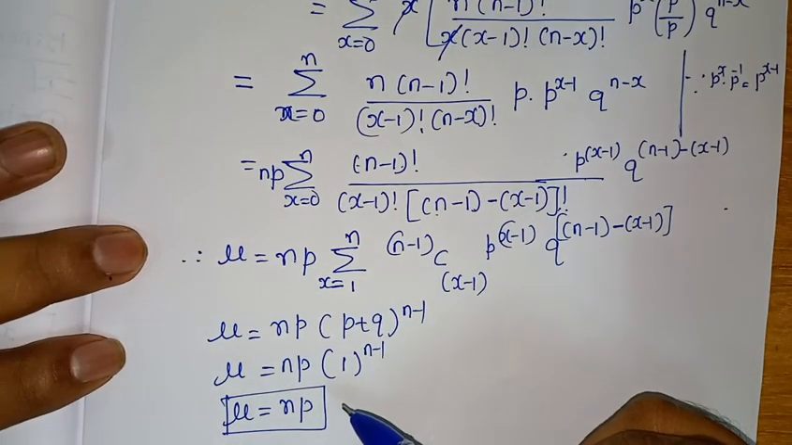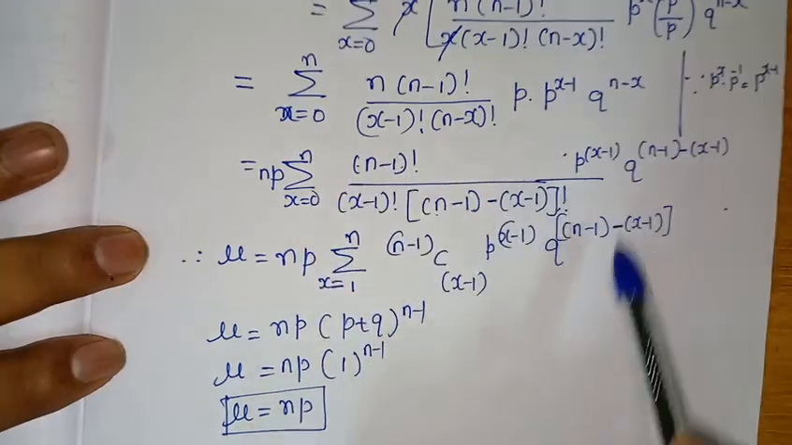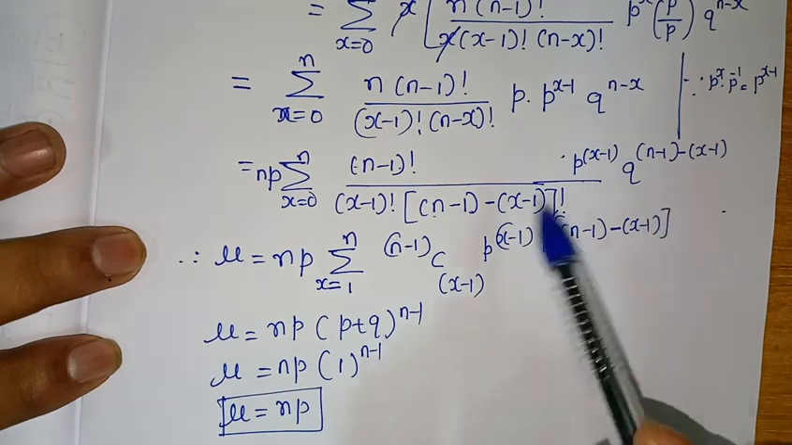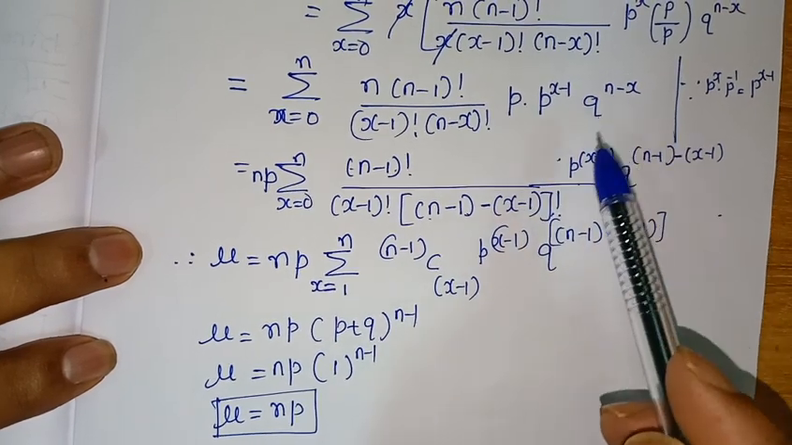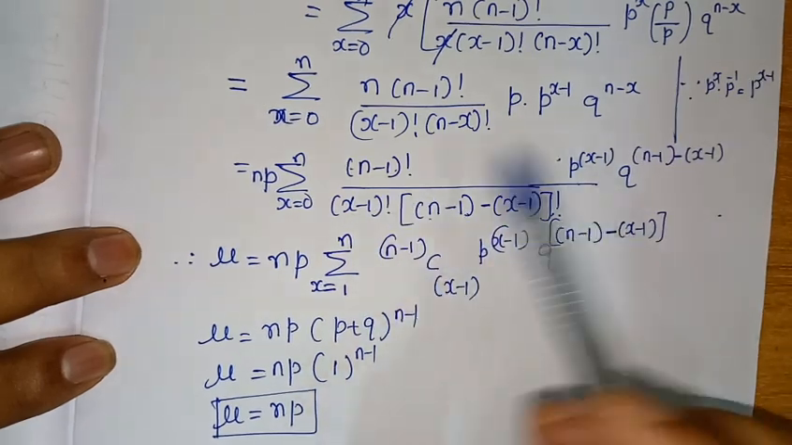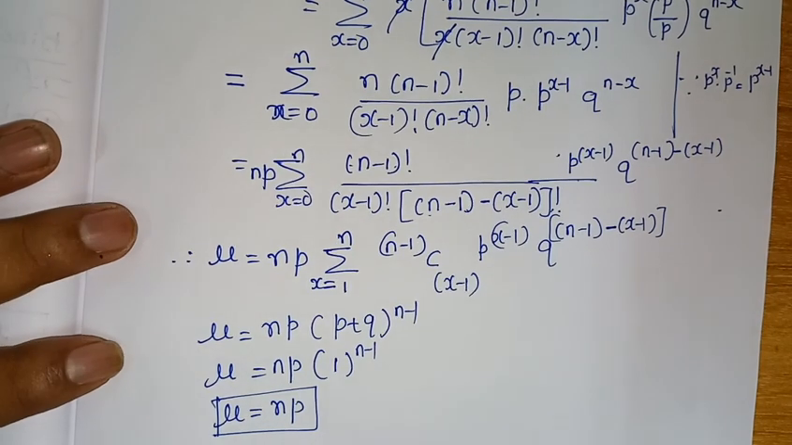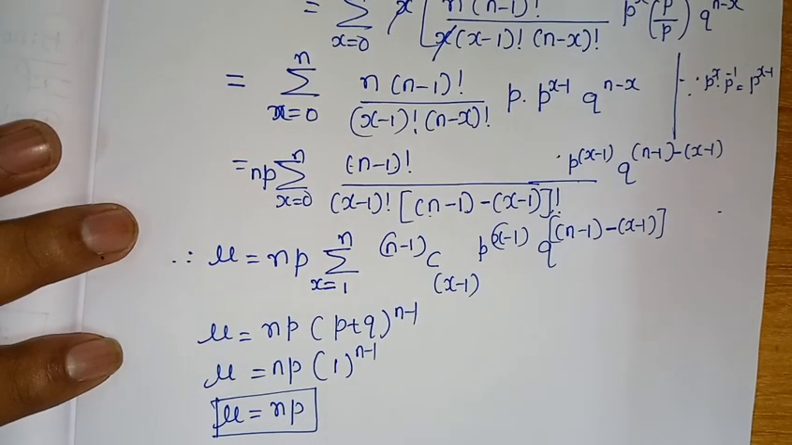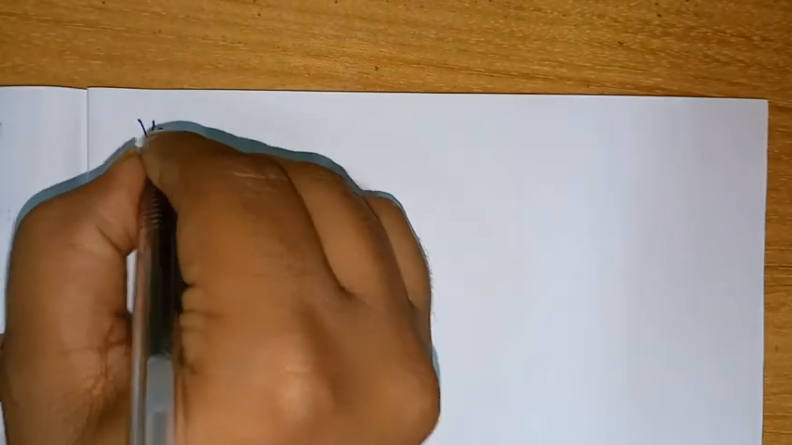So very simple, my dear students. The only tricky part is this conversion, or expressing or adjusting the terms according to the requirement of the proof. That is the reason you have to be careful in this part. So this is the mean. Now we have to find out its variance. So now we'll find the variance of the binomial distribution.